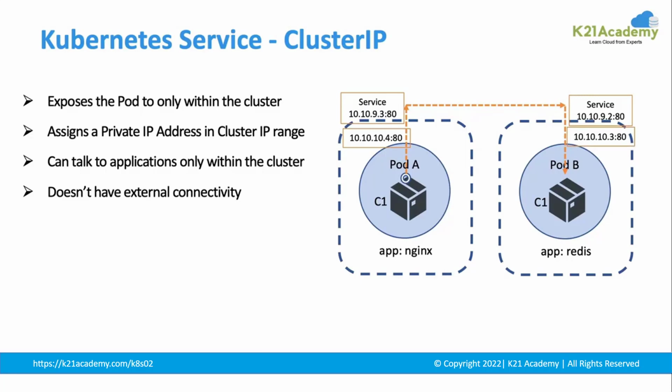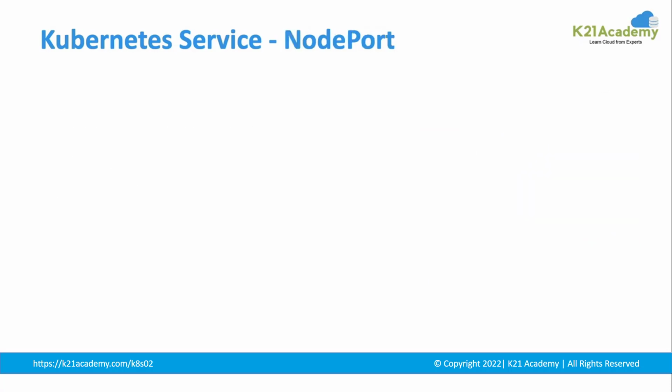So Nginx is talking to its Redis backend in this way. ClusterIP is the type with which you can expose your application within the cluster. If you see, my Nginx is in worker node 1, my Redis is in worker node 2, still they can communicate because these IP addresses are resolvable within the cluster. It is in a range which the complete cluster nodes can understand. They can resolve where exactly it is running. So this is the ClusterIP type of service.